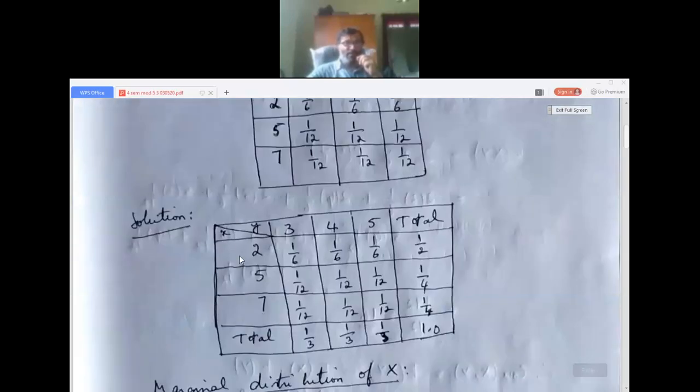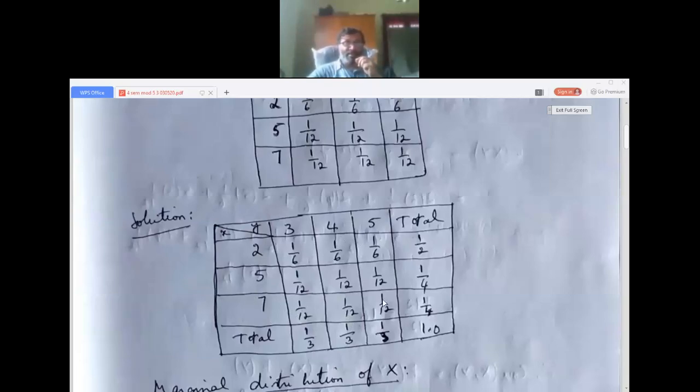I already explained once. It is 2 into 3, like this, x into y, into P of x comma y. This is P of x comma y. So 2 into 3 into 1 by 6 plus 2 into 4 into 1 by 6 plus 2 into 5 into 1 by 6, plus 5 into 3 into 1 by 12 plus 5 into 4 into 1 by 12 plus 5 into 5 into 1 by 12. Again plus 7 into 3 into 1 by 12 plus 7 into 4 into 1 by 12 plus 7 into 5 into 1 by 12.